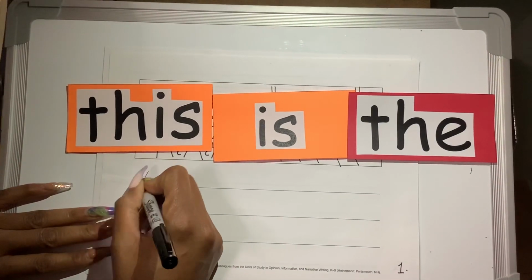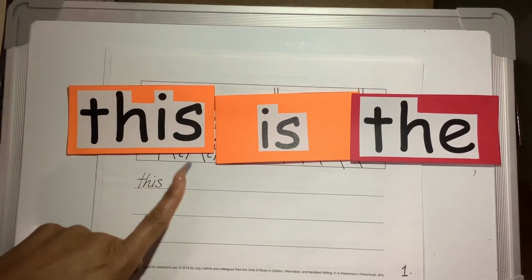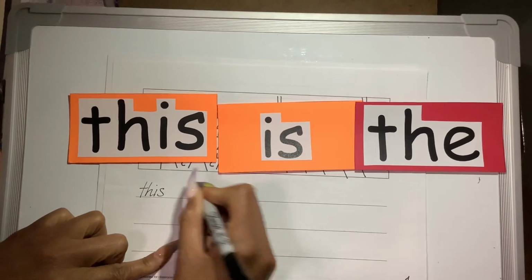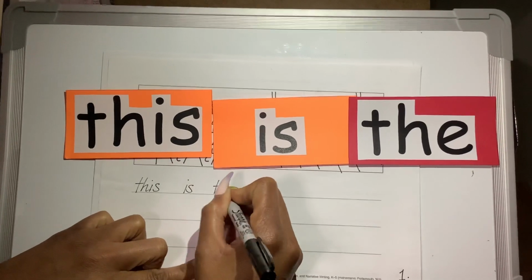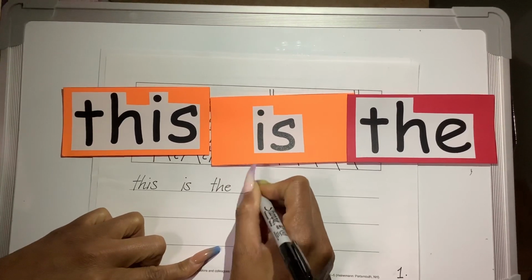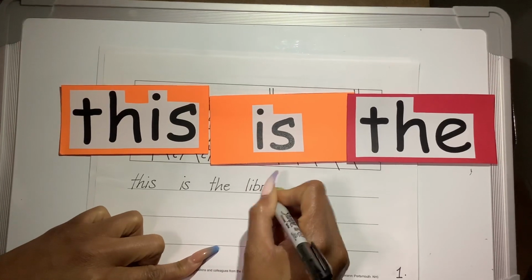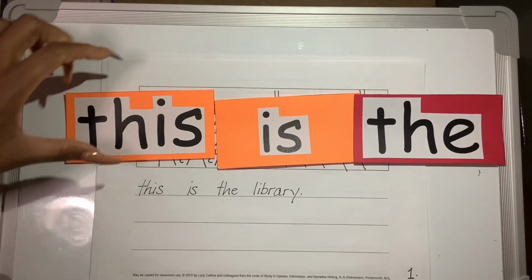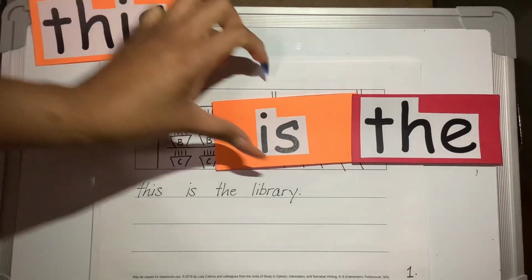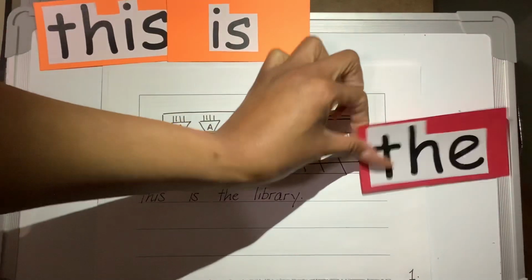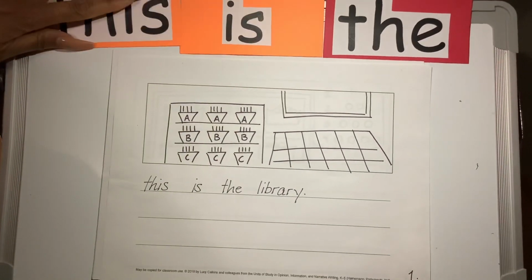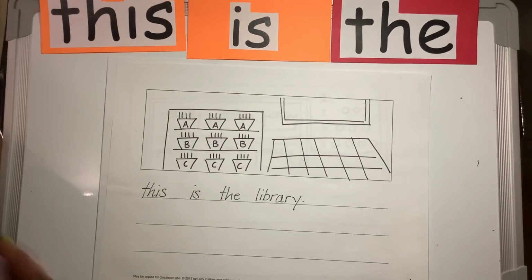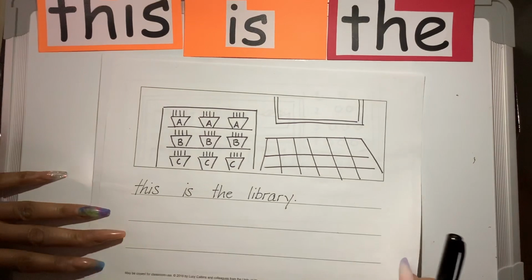So this, my finger space, remember to put your spaces, is the library. Period. And I'm going to leave my sight word cards at the top of my book because I plan to be using these to make pattern sentences across my pages. So one was the library.